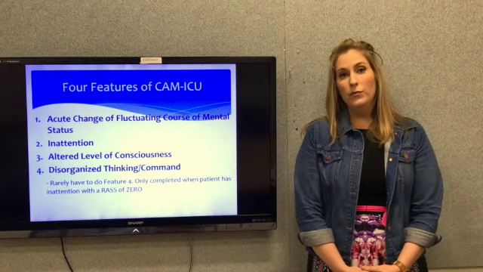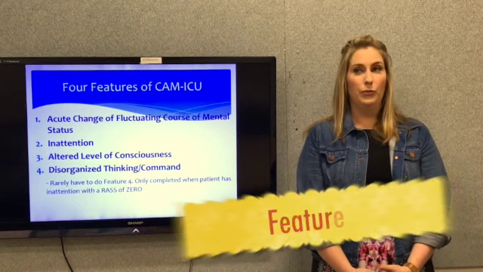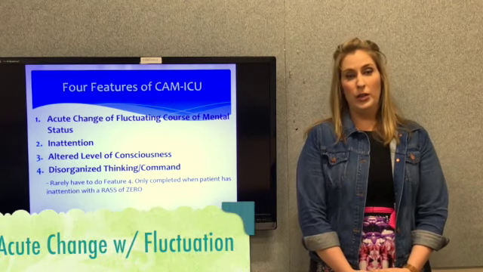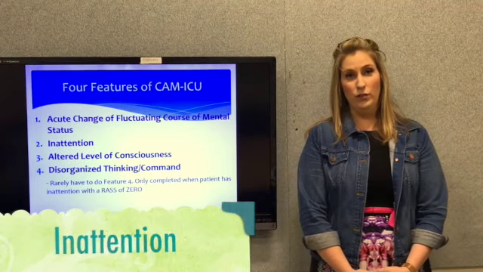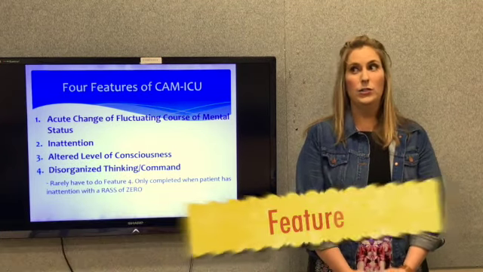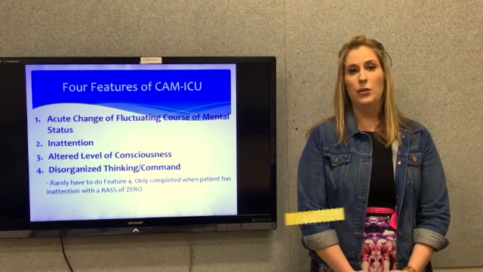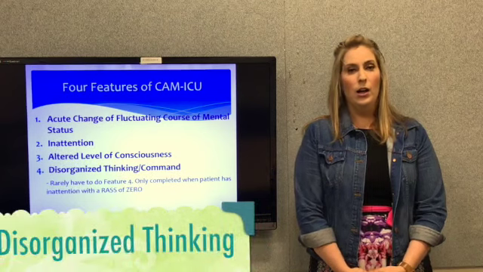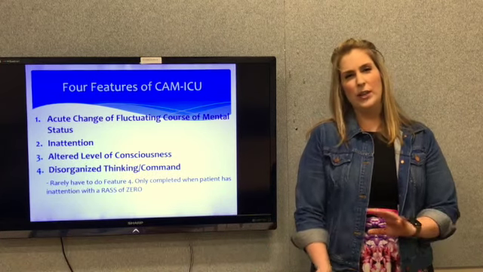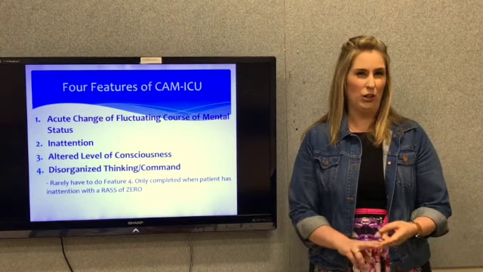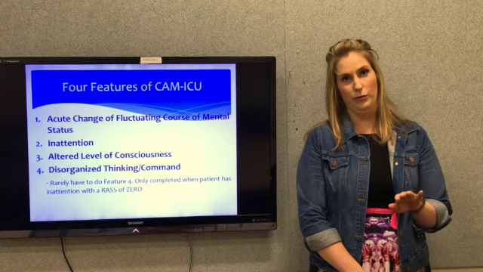So there are 4 features of the CAM-ICU that you need to know. The first one is acute change or fluctuating mental status. The second is inattention. The third is altered level of consciousness at this particular time. And then the fourth is disorganized thinking. The fourth element you don't necessarily have to go on to unless you meet a couple of criteria. So 90% of the time you're going to stop after feature 3.